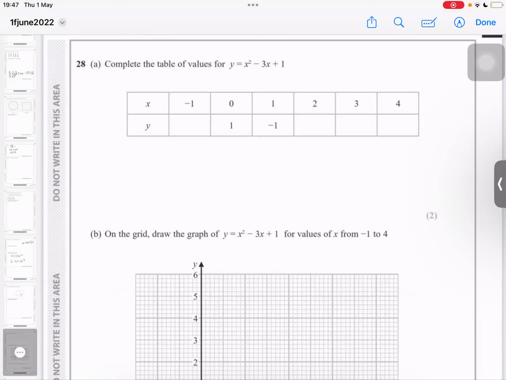Oh, this one looks like a graph thing. You can do this yourself, right? You're just substituting values. Substitute -1 into the, but okay, so let me not assume anything. Let's try to fill this thing up. So what would you get if you were substituting, for instance, -1 into that equation? What are we going to get?